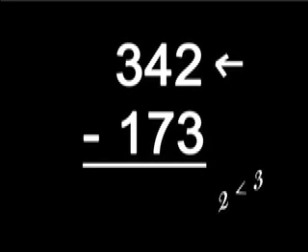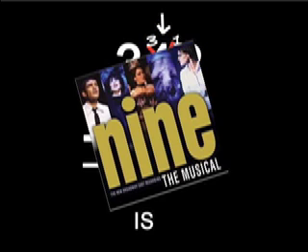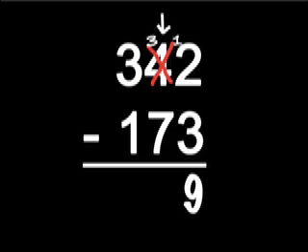You can't take 3 from 2. 2 is less than 3, so you look at the 4 in the tens place. Now that's really 4 tens, so you make it 3 tens, regroup, and you change the 10 to 10 ones, and you add to the 2 and get 12, and you take away 3, that's 9. Is that clear?